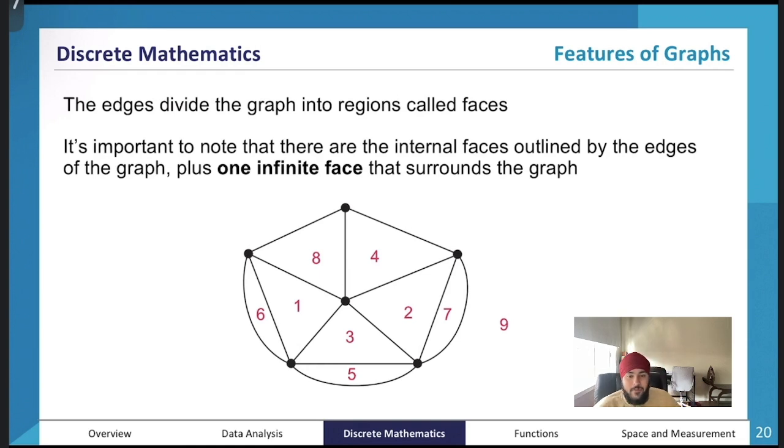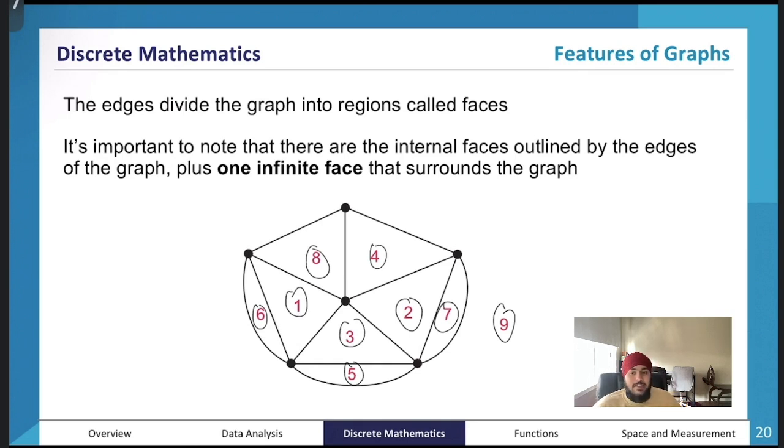So in this graph, we have 9 faces. 1, 2, 3, 4, 5, 6, 7, 8. And now you might be wondering where the 9th one is. In networks, we actually consider the space around a network a face as well. So therefore, this network has in total 9 faces.